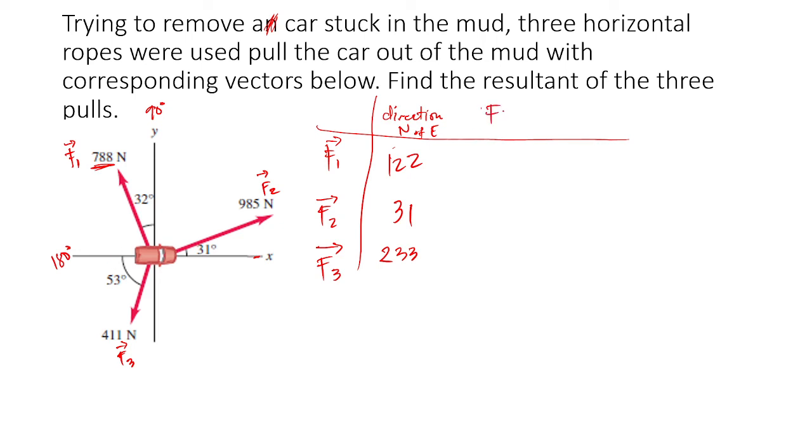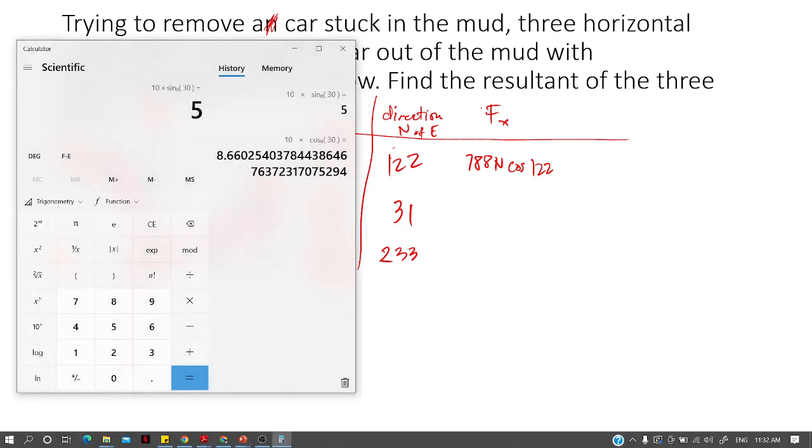So, yan yung ating mga directions using north of east. Then, for the Fx's, kailangan mo lang gawin, get that magnitude. So we have there 788 newtons. Then you just need to multiply that to the cosine. So pag x, cosine yun. Cosine of this degree, which is 122. Okay? And to do that, balik ka lang ulit sa calcu mo. So you will have 788 multiplied by cosine of 122.